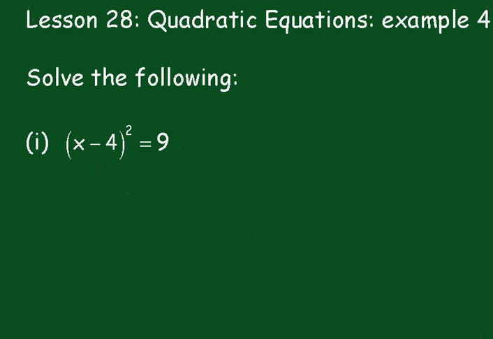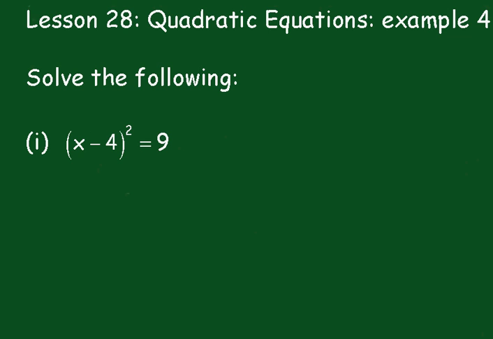Lesson 28, Quadratic Equations, Example 4. Solve the following: x minus 4 all squared equals 9. Now this is a very important technique, so watch this carefully. You do not expand. You do not expand. Because you've got the squared here, we can take the square root of both sides.